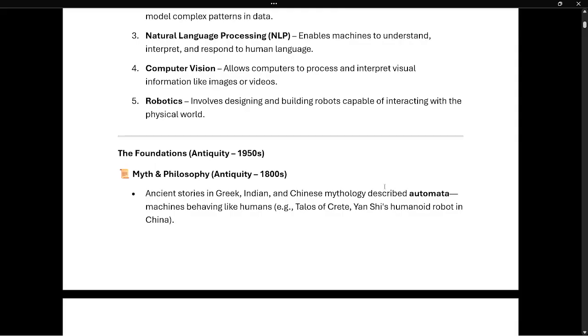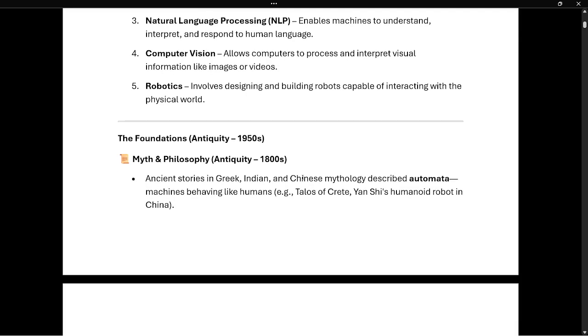Okay. So what are the foundations of AI? The foundations of AI start with myth and philosophy. AI basically started in 1950, but we have the history behind it. Ancient stories in Greek, Indian and Chinese mythology described automata.